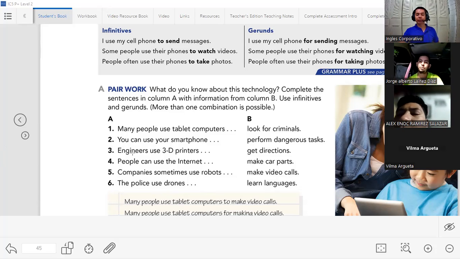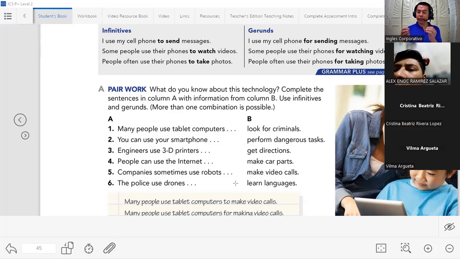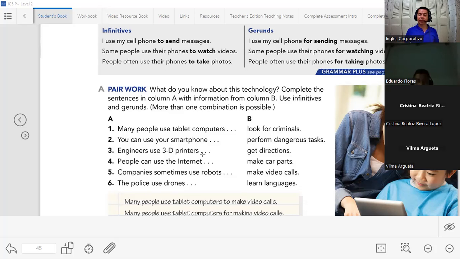Number three. Engineers use 3D printers. Infinitives, Cristina, infinitive. Number four. The options are look for criminals, perform dangerous tasks, get directions, make car parts, make video calls, learn languages. What is the purpose, Cristina, of 3D printers? Have you heard of those printers in the third dimension? What is the purpose? What are they for? To make car parts. Okay, Eduardo.